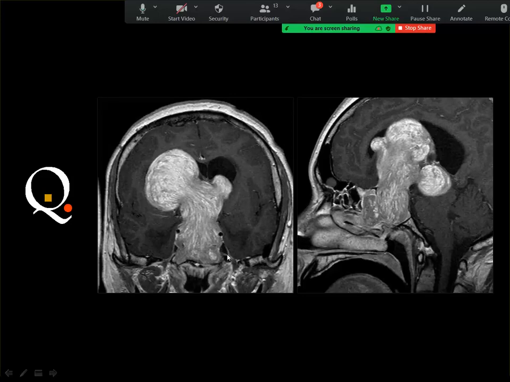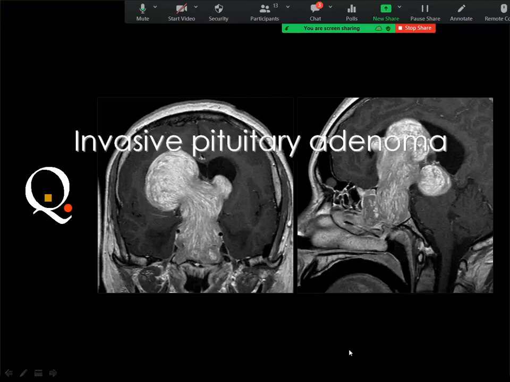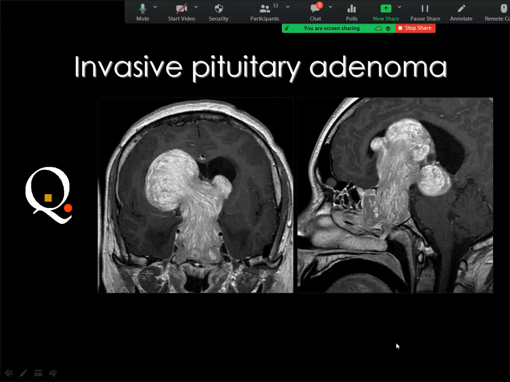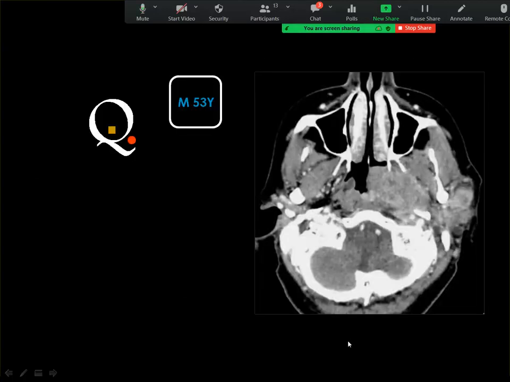But if there is no infrasellar extension and there is a very big suprasellar extension, this is just an adenoma. Invasiveness is judged by the presence of infrasellar extension destroying the skull base.